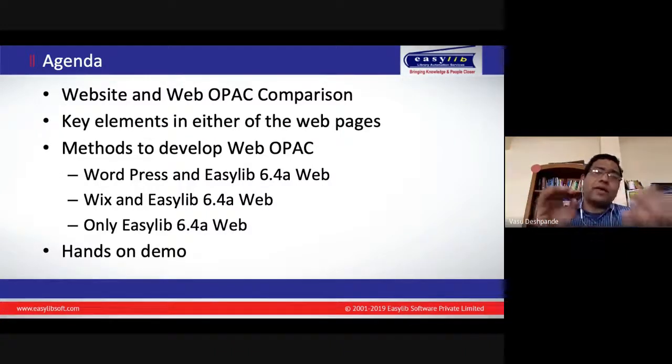Now in web OPAC, the natural extension of that is that students are able to search the books and other material which are in the library through the website. But now, as more and more new components are available in the website, the website is growing much beyond the OPAC itself. So let's see some of those.